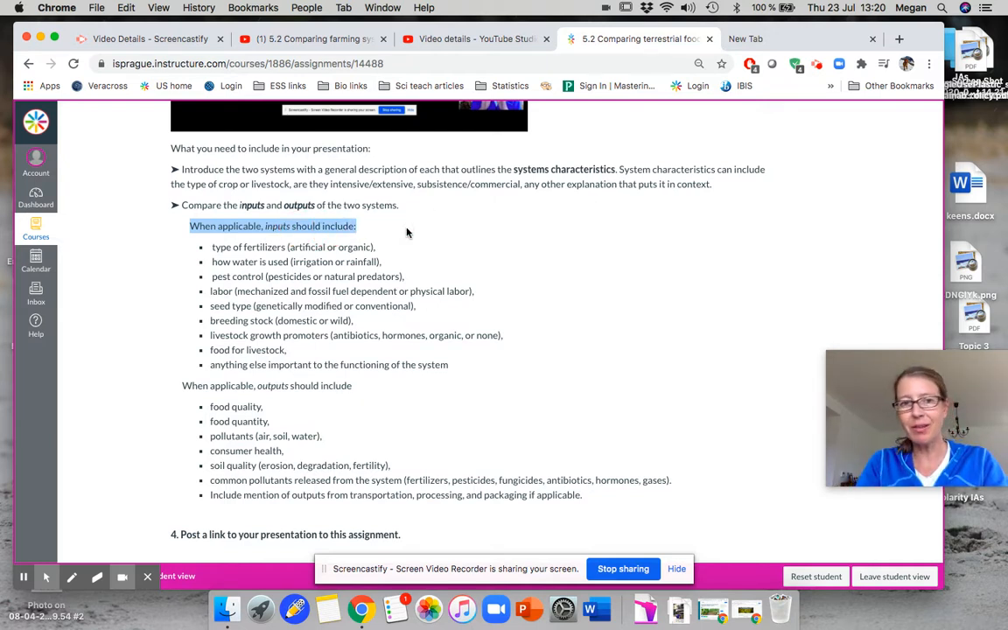Not every single system is going to have the same inputs and outputs, right? You're not necessarily going to have fertilizers if you're raising cattle or rabbits, but you very well might if you are growing wheat. So you don't need to add or even talk about fertilizers if it's not applicable. It's only where it's applicable that you talk about those things.